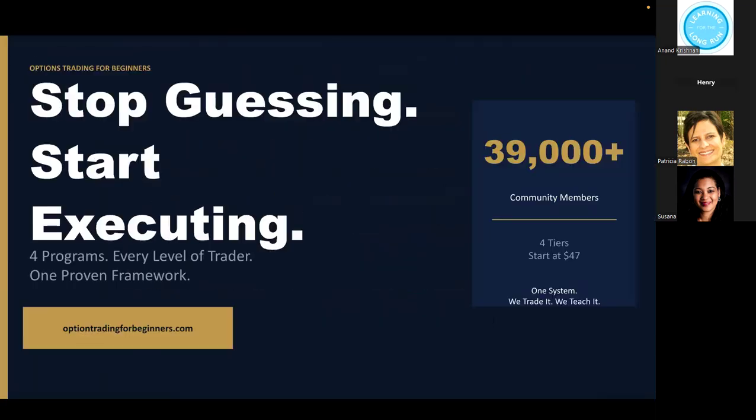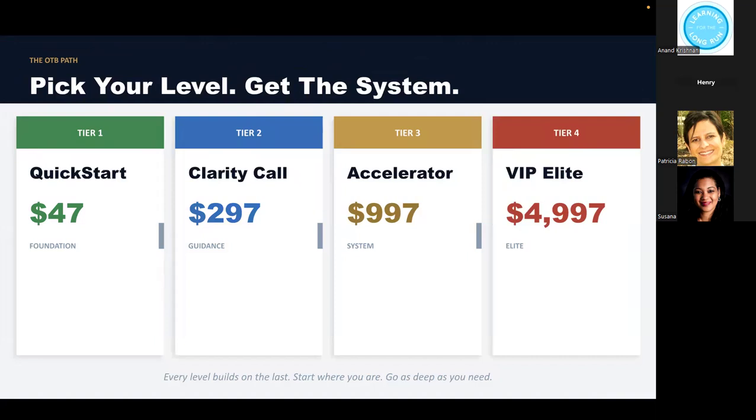Basically, the main levels that we have here is the quick start. This is if you're brand new to trading or maybe just a couple of months in. Quick start is a good place to start. If you've been trading for a while and you're just coming back to trading, Clarity Call, we can help you get back on direction and get back in the momentum of trading again, since you're getting back on the horse. Accelerator, this is our best selling program.